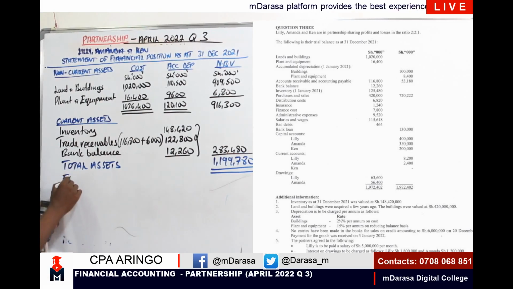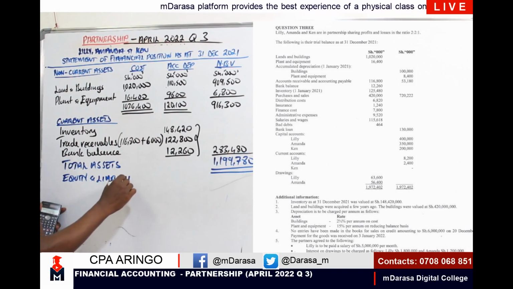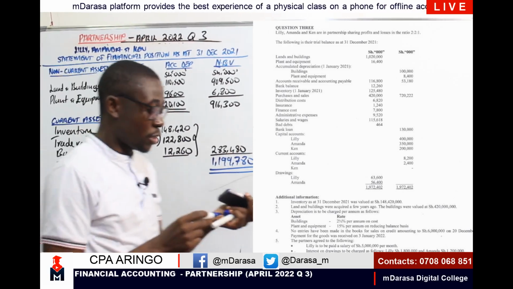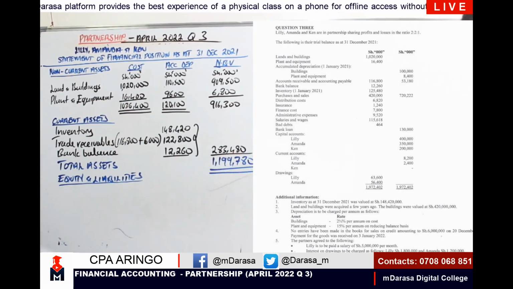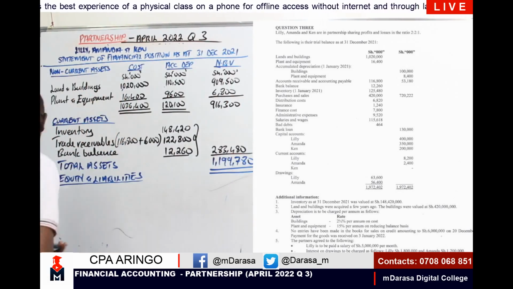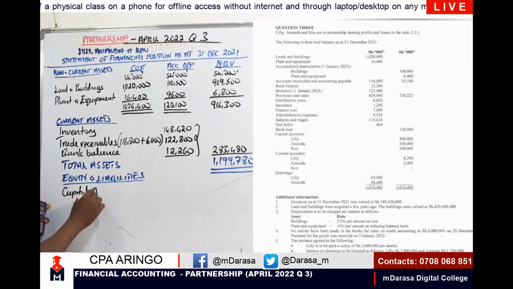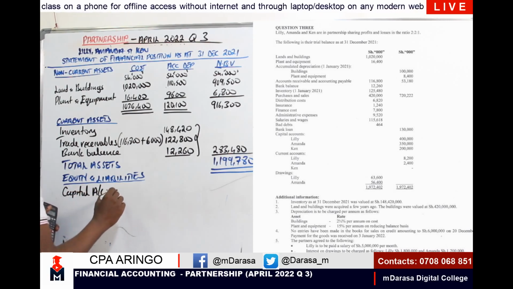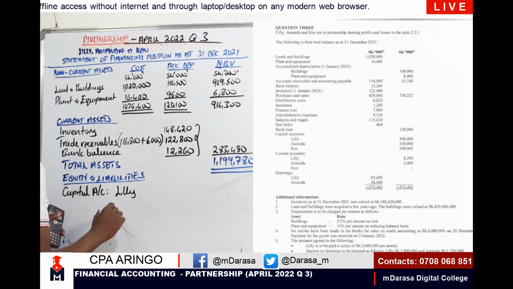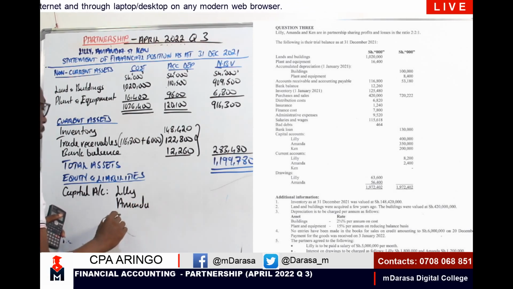Equity and liabilities. Of course, this is a partnership. So we're going to look at our capital accounts. We start with our capital accounts first of all. So I'm having capital accounts for Lily, Amanda, and Ken.